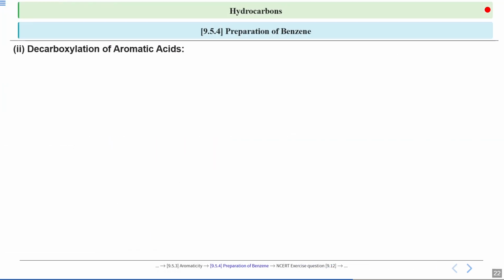Continuing further, now we look at the method known as decarboxylation of aromatic compounds. This process is important for preparing hydrocarbons, specifically benzene, from aromatic compounds. Let's see how this method works step by step. So, you will take first of all the sodium salt of benzoic acid in this method. Benzoic acid is an aromatic acid, and converting it to its sodium salt makes it more reactive for the next step. Remember, sodium salts are often used in organic reactions to make the process smoother.